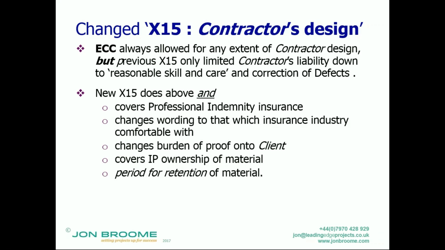Previously, an amendment you had to make as an option Z clause, an additional clause, was to put in a little table to cover professional indemnity insurance that you wanted the contractor to have. You've now got that. The wording is slightly tweaked to that which the insurance industry is comfortable with. So it's still reasonable skill and care, I think, to the same level of the average professional rather than the previous wording. It also changes the burden of proof to prove that the contractor hasn't used it onto the client, as opposed to the contractor to demonstrate that they have used it.